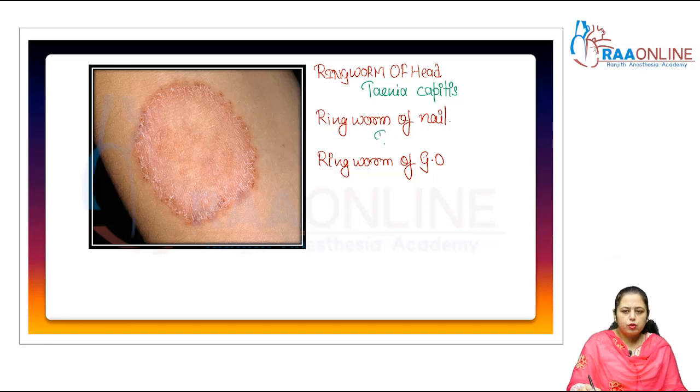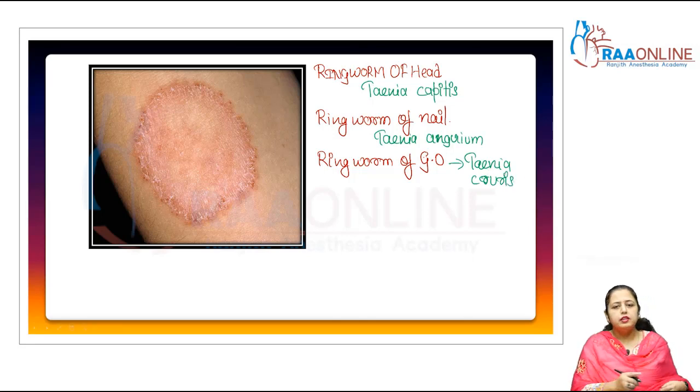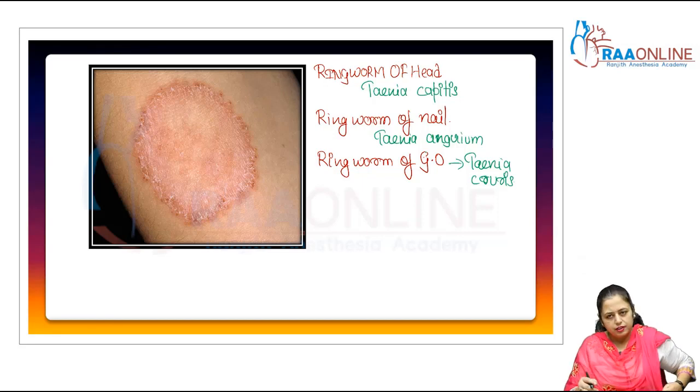Ringworm of nail is caused by tinea unguium, right? Ringworm of the genital organs is caused by tinea cruris, clear? So in that manner the tinea infection occurs, right?